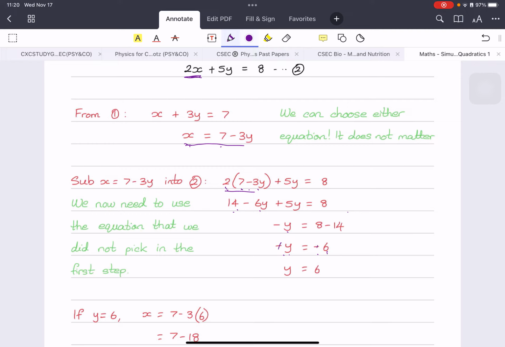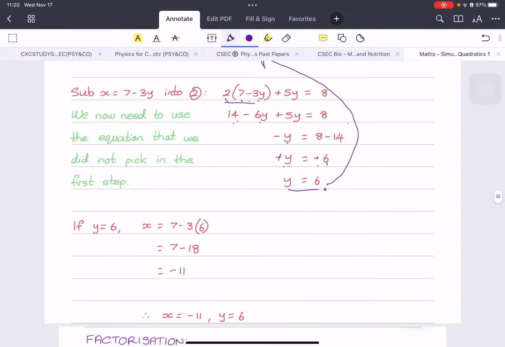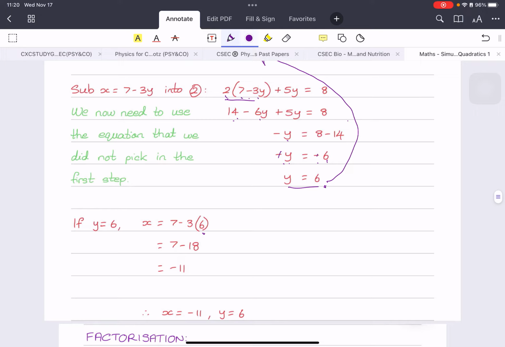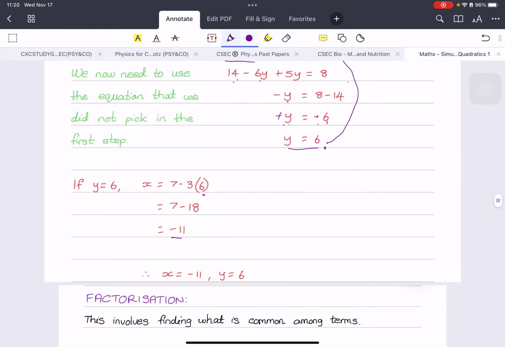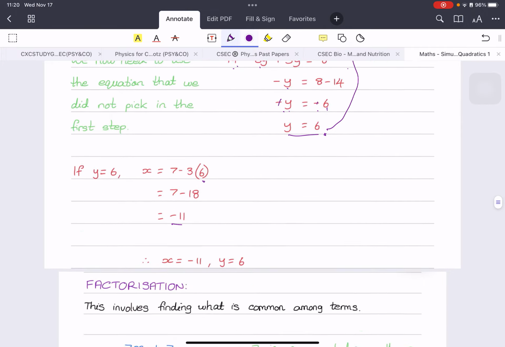Y equals 6. Right. So now that I have my y, I can go and substitute back this y into this equation here. So x is now equal to 7 minus 3y. So x is equal to 7 minus 3 multiplied by 6, because y is equal to 6. So 7 minus 18 equals negative 11. So x is equal to negative 11, y is equal to 6. Okay, simultaneous equations are very simple. So you can go back through that how many times you like until you get it correct, okay?